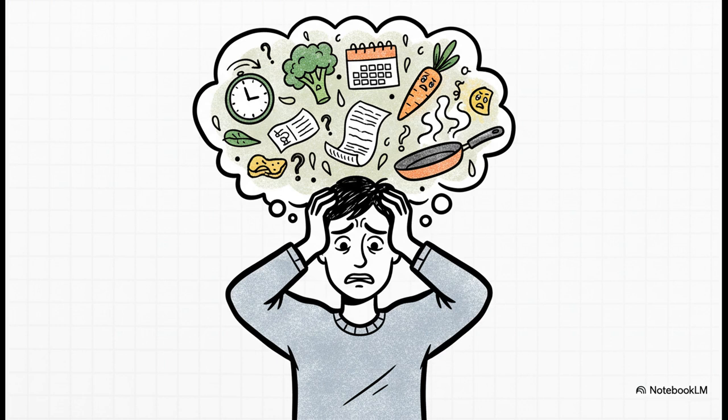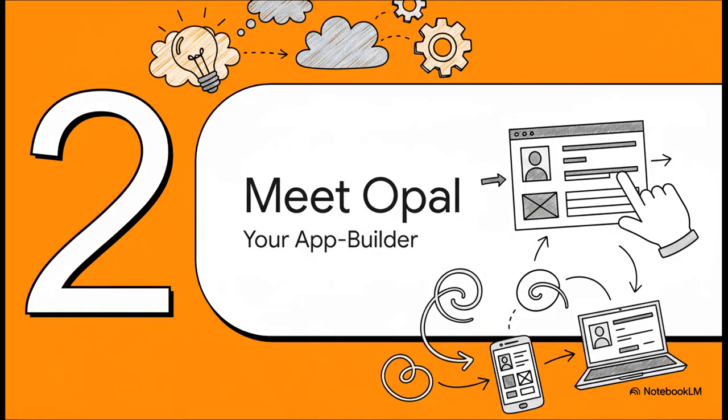To make this real, let's use an example we all know and probably hate. It's Sunday night, and that question is looming over your head. What are we going to eat this week? The mental gymnastics of planning meals, making a shopping list, it can be totally draining. This is where our solution for the day comes in. Let me introduce you to Opal, a tool that's designed to turn those simple ideas into actual working apps.